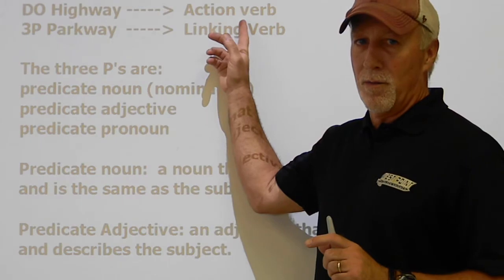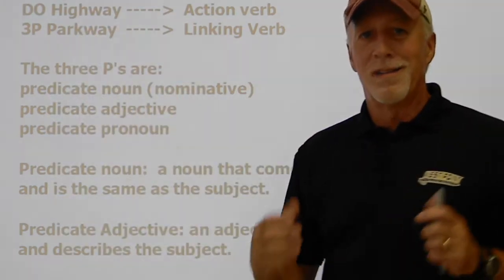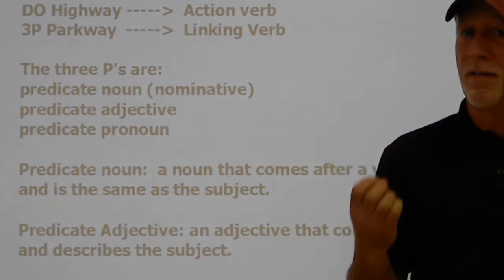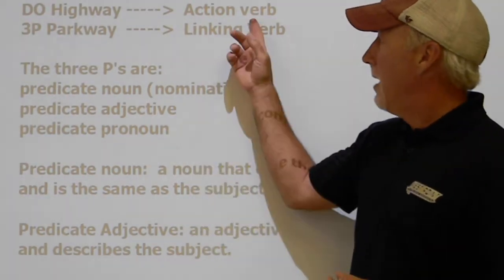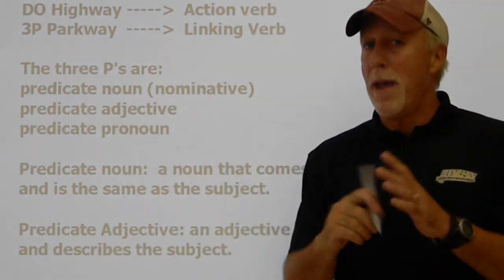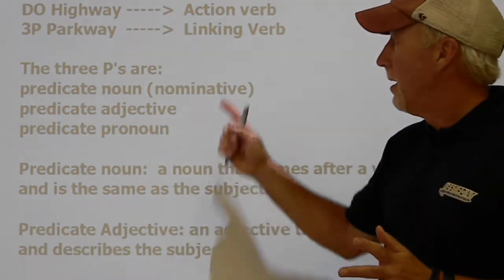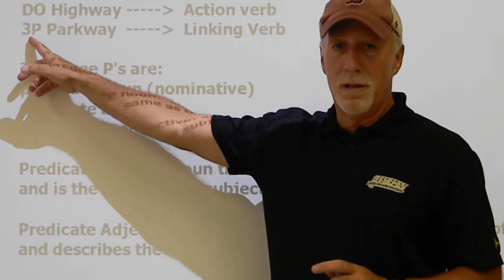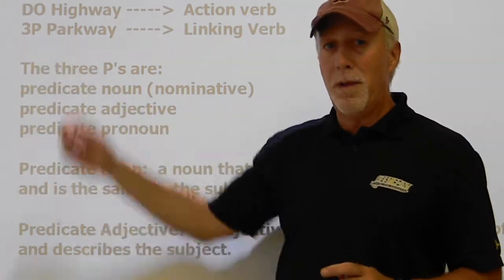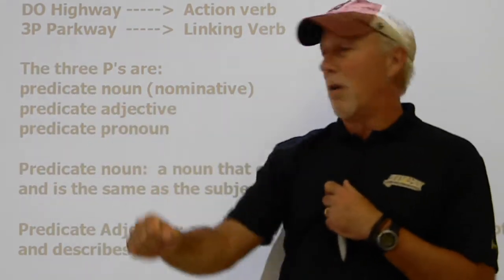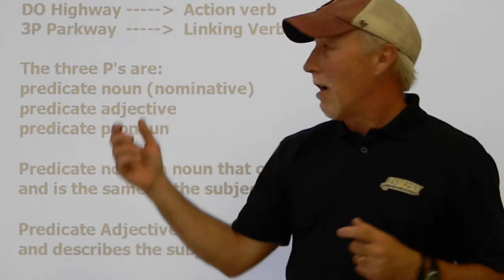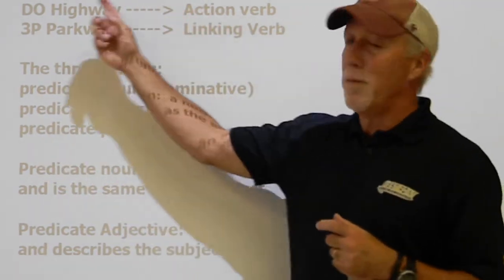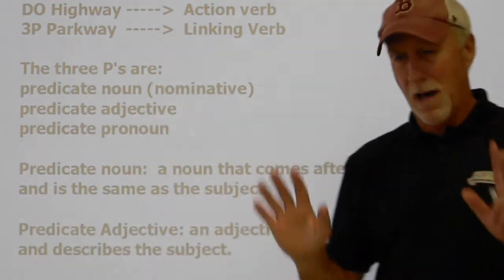If you have an action verb, the chances are you're going to be on the DO Highway. DO means direct object. It's one of the 7 functions of a noun. An action verb in a sentence means you may possibly have a direct object. If you have a linking verb, you're going to have one of the 3 P's. You're on the 3P Parkway, just cruising along, driving your car. Linking verb, 3P Parkway. Action verb, DO Highway. Just write it down. I'll explain.